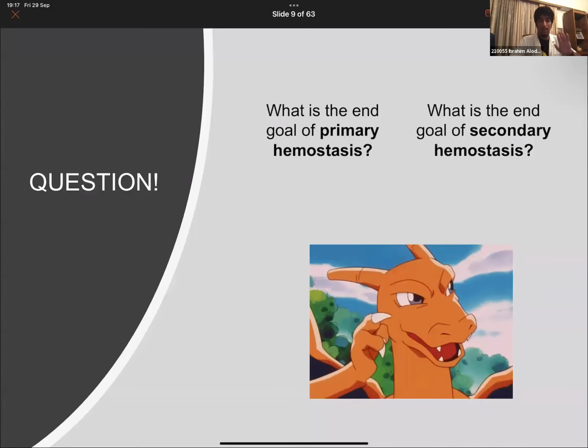Perfect. So the end goal of primary hemostasis, we said, is to form the platelet plug. All right. The end goal of secondary hemostasis is to form the fibrin plug. Exactly. In primary hemostasis, you're forming the platelets, and the platelets are providing that phospholipid surface so that in secondary hemostasis, we can make the fibrin plug. Okay? Did everyone get that? Cool.